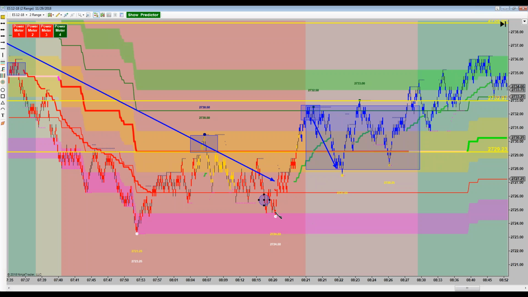Did this swing here get down to here? Yes or no? This swing right here out of your mid-band box. Did it? No. No, it didn't. That was the first clue.